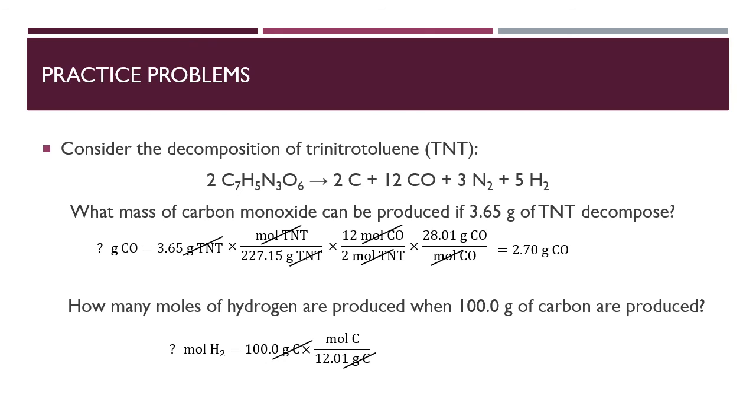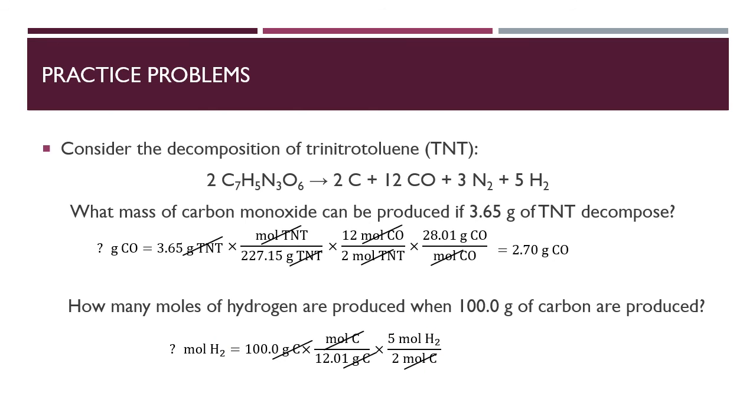Grams of carbon cancel. Now, to go from moles of carbon to moles of hydrogen, it's just a mole to mole ratio. Looking at my balanced equation, 2 moles of carbon here for every 5 moles of hydrogen here. So that's what I use in my conversion factor here, 2 to 5. Moles of carbon cancel, and notice that's it. I'm asked to find moles of hydrogen. I'm in moles of hydrogen.